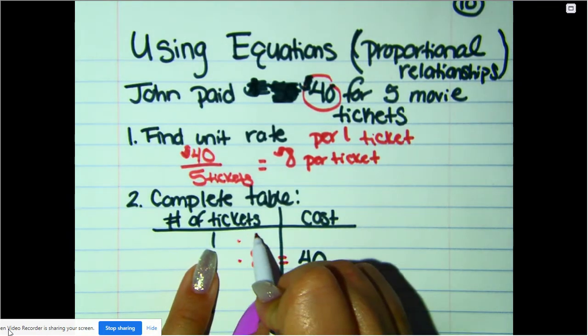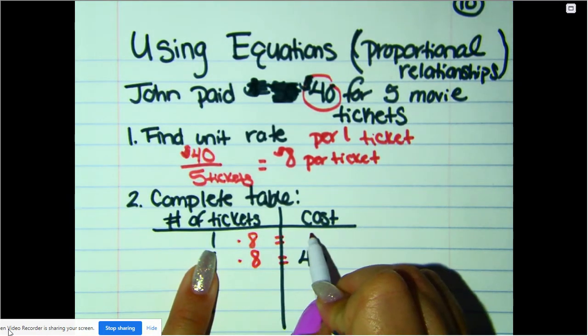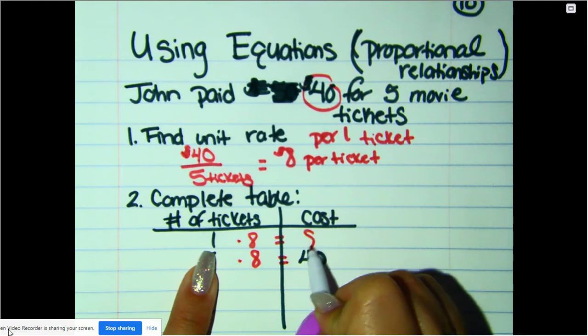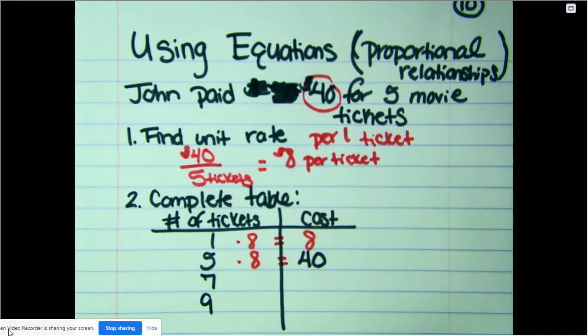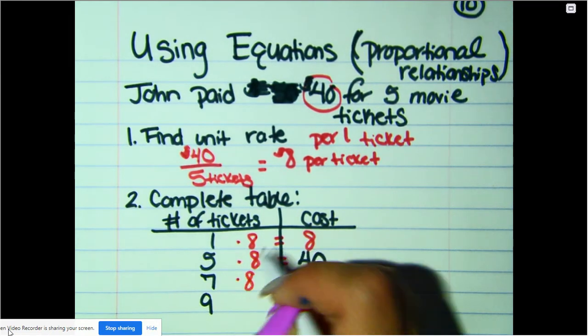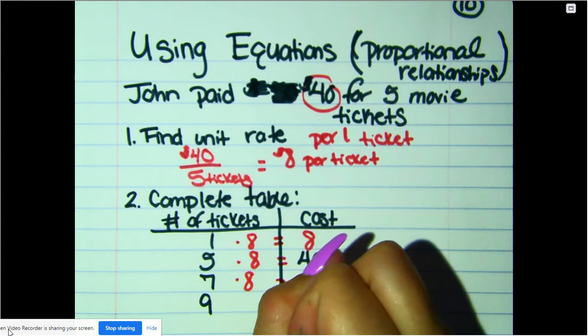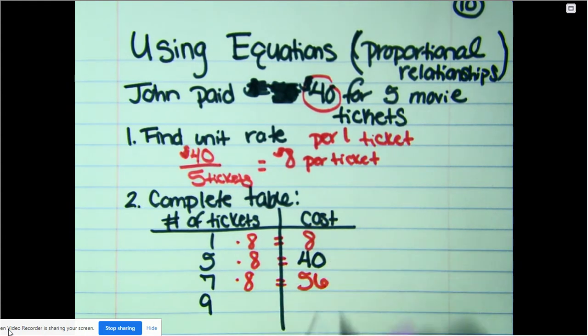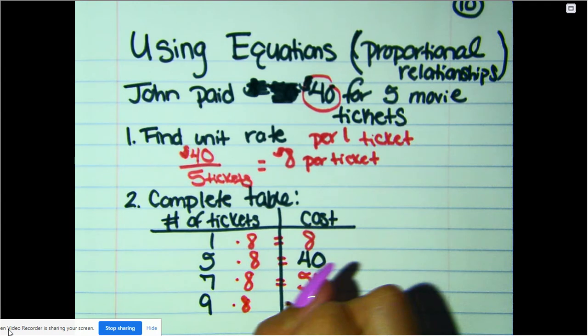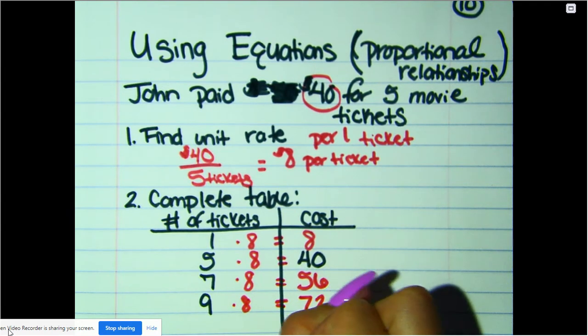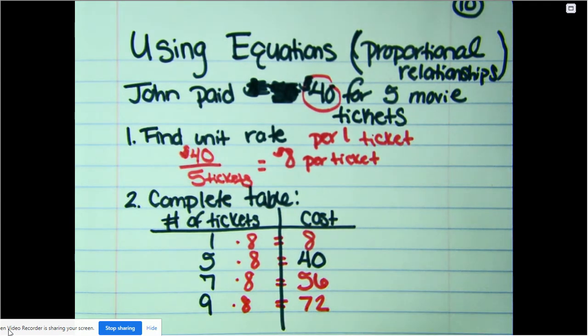1 times 8 is 8. So if he just bought one ticket, it would be $8. Okay. 7 times 8, we need to figure that one out, is 56. So it would be $56. And then 9 times 8 is 72. If he was buying 9 tickets, it would cost $72.